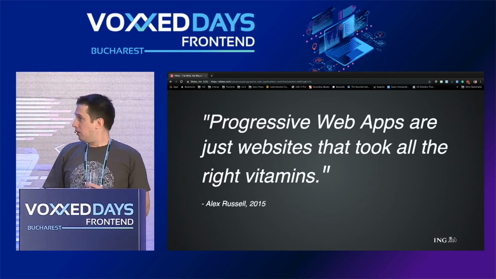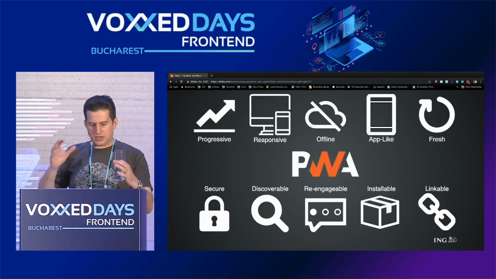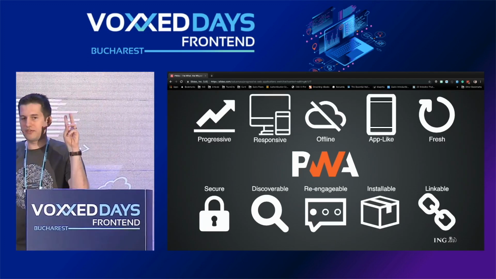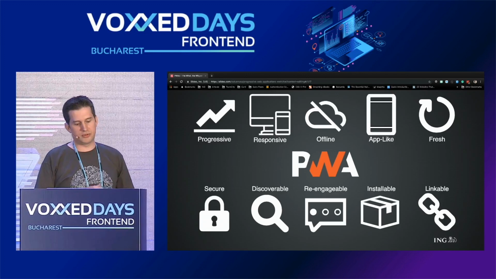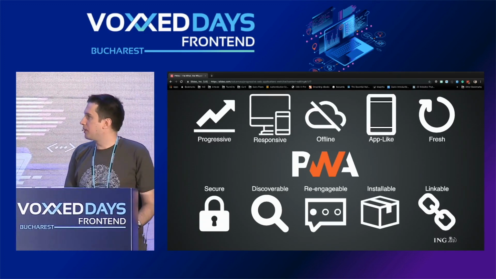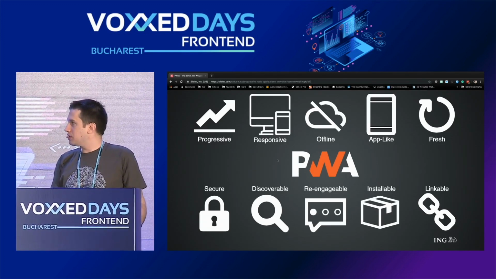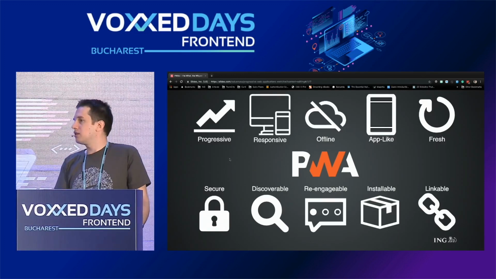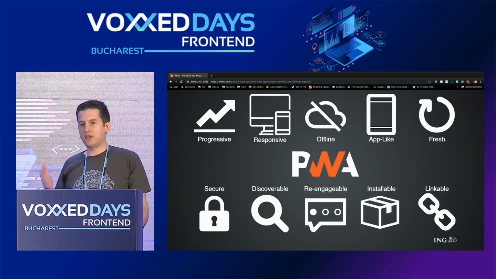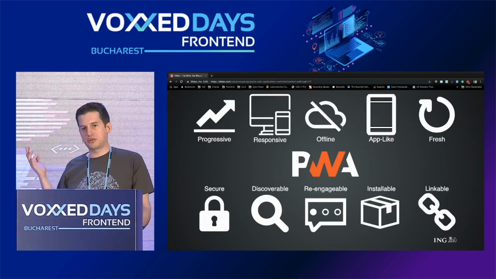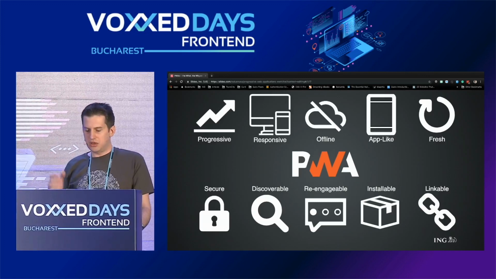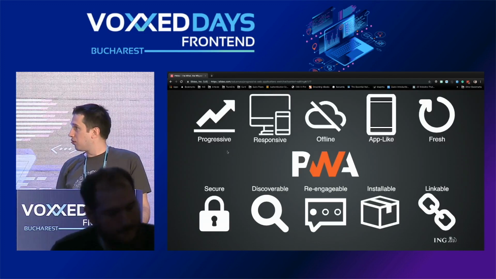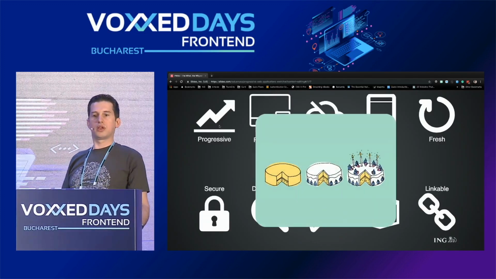Now, I tried to draw some nice vitamin complex stuff, but I ended up with this one. So these are the vitamins, or the characteristics, of a progressive web application. As you can see, progressive, because it's in the name, is also the first one. What that means is that the app will work for every user, regardless of the browser and regardless of the device, because they are built with progressive enhancement at the core. This is how it looks, okay?